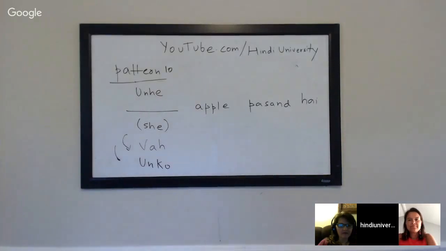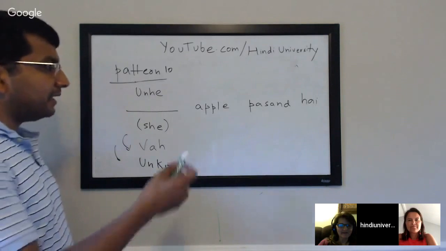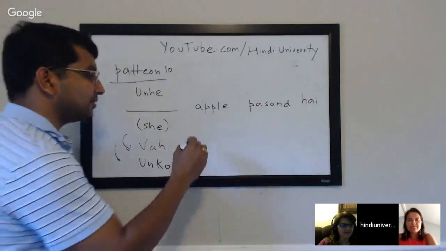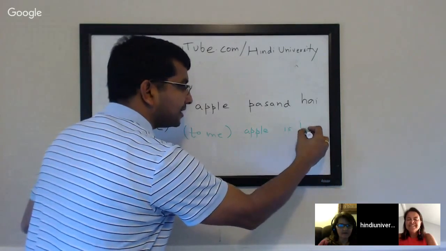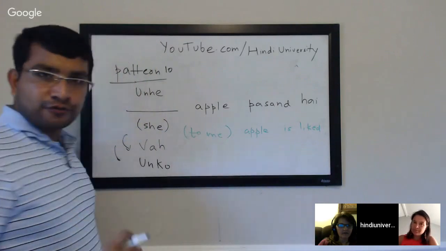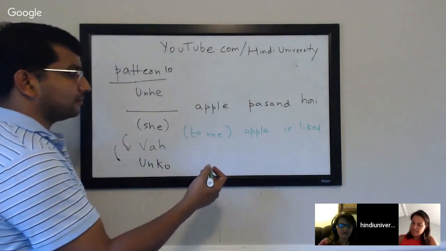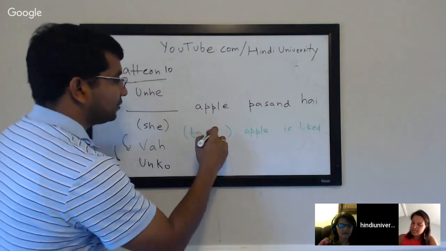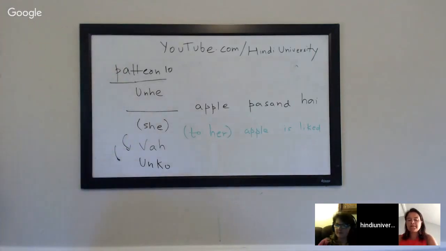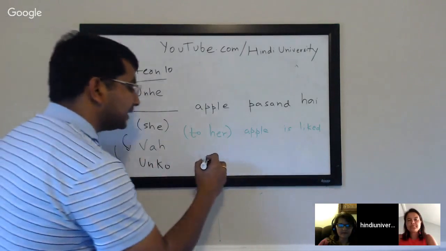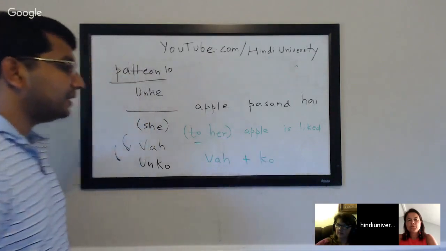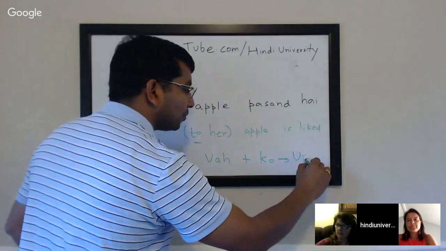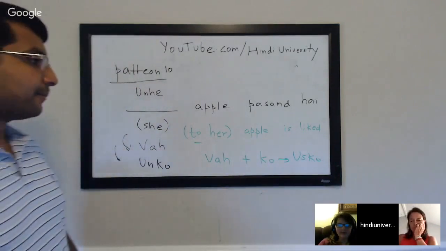So now let's look at all of them. The way this pattern translates in Hindi, it's to me, apple or anything is liked or is pleasing. Whenever there's a notion of to me, or in this case, to her, apple is liked or apple is pleasing. The way you write she in Hindi is vah. And whenever you're using vah with ko, it would be, as Ria pointed out, usko. उसको एप्पल पसंद है और मुझको एप्पल पसंद है.